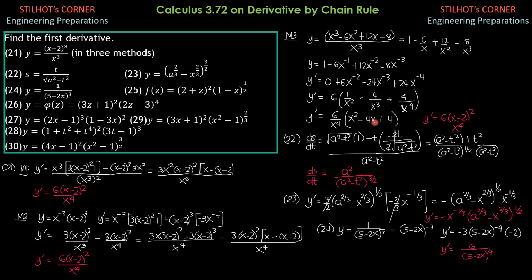Then this is a perfect square trinomial, which is x minus 2 quantity squared. So the final answer is 6 quantity x minus 2 squared over x to the fourth. So that's for the first problem, 21. First exercise 21 done. We proceed to 22.